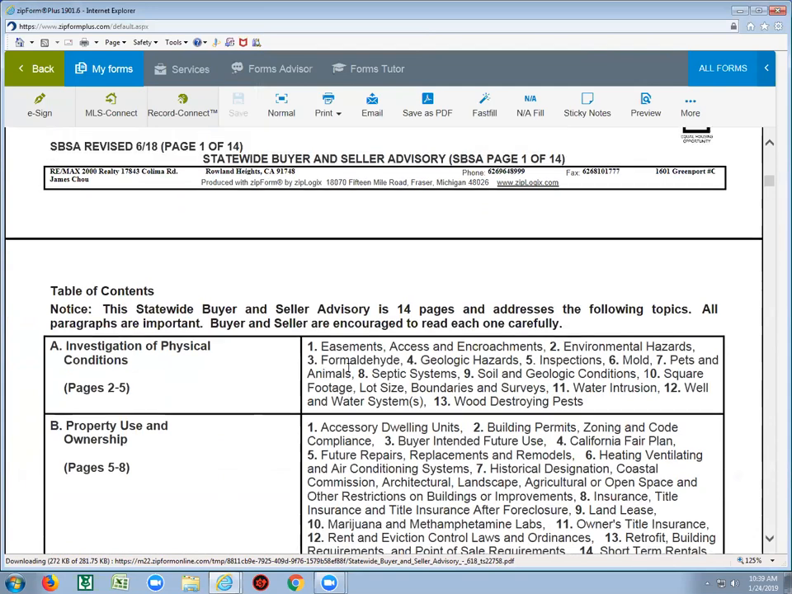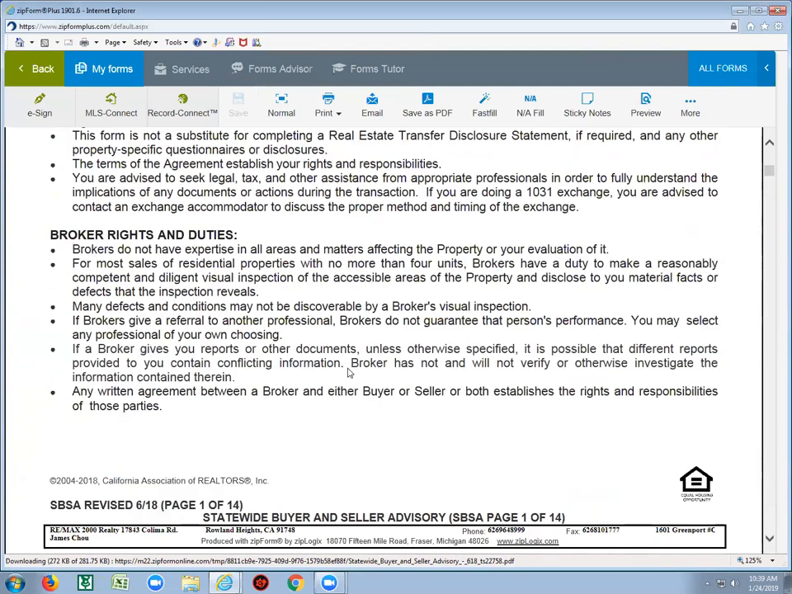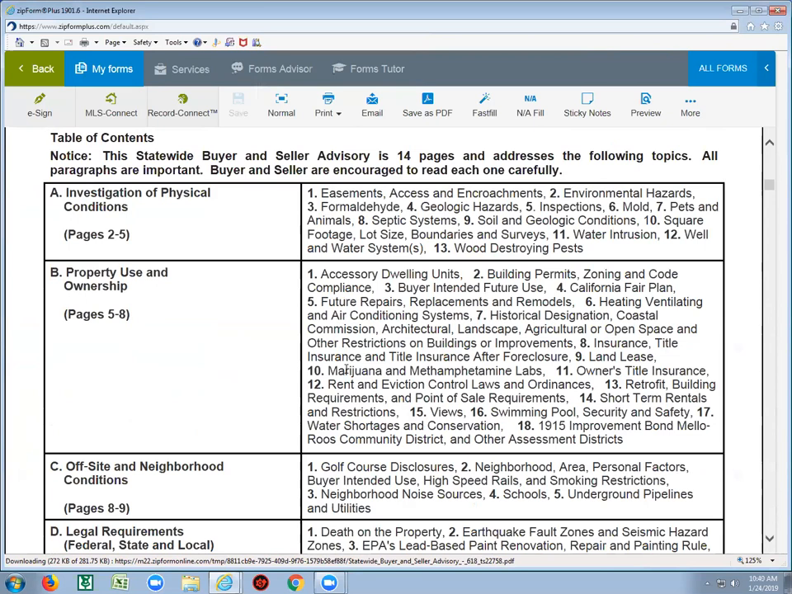This is the second page, the table of contents. The broker duty parts are all the same. Let's look at this. The reason we're doing this is that a lot of agents probably don't know the vocabulary or the statements they're talking about. This is the table of contents. If a buyer mentions something, then you know which page they are mentioning.